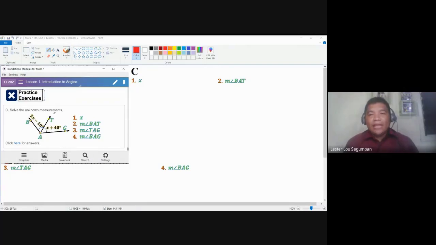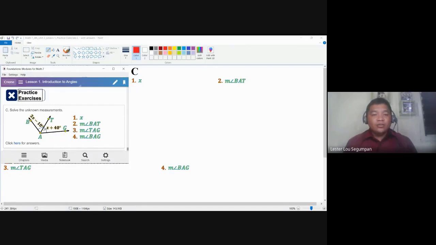If we talk about angle bisector, it is a ray, not necessarily just a ray, a line, or a line segment that divides an angle into two equal parts. Equal parts meaning they are congruent and they have the same measurements.